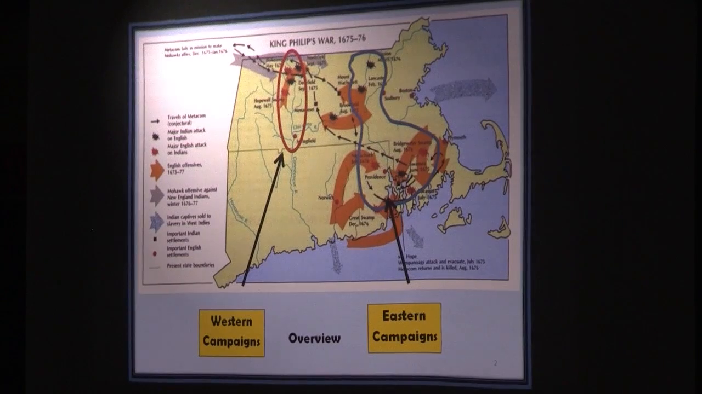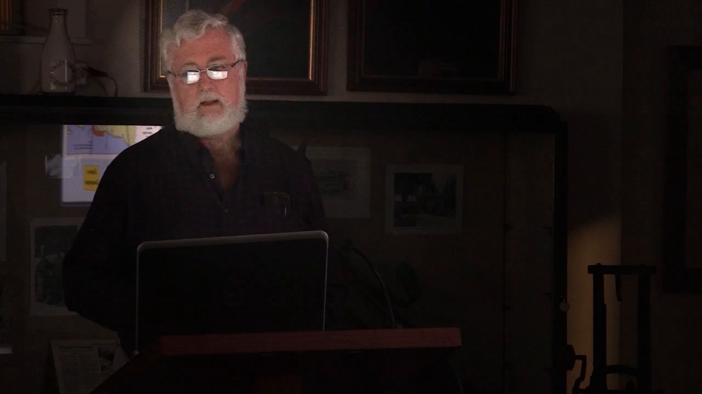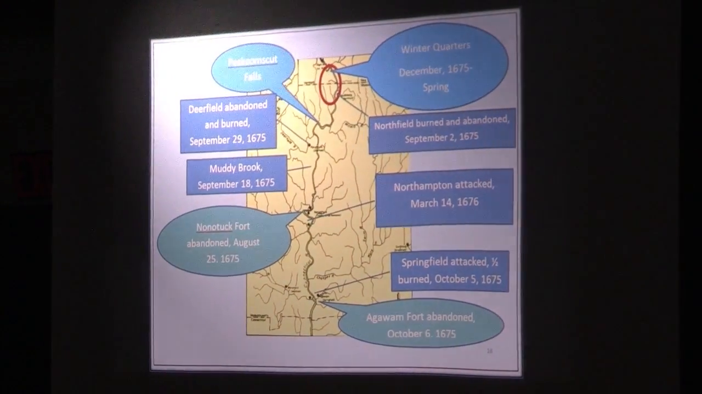But the number of people involved, among the Narragansetts, for example, there were probably 4,000 to 5,000 Narragansetts down here. I don't think we hit 1,000 people in terms of the valley population, in terms of Native Americans, in all of the communities combined. So here's some of the major events in the valley.